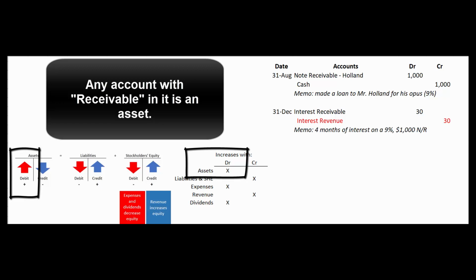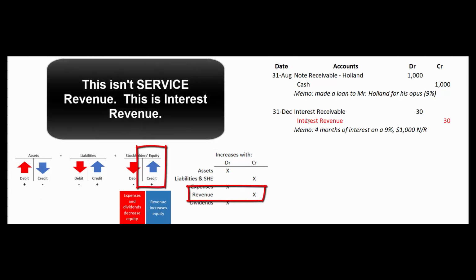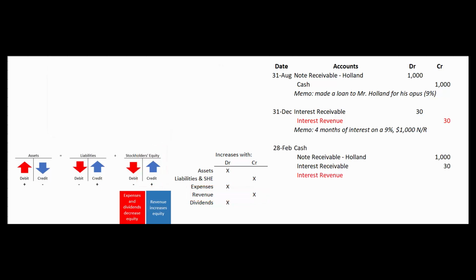We'll debit the account interest receivable. Any account that has the word receivable in it is an asset. Assets increase with debits. And we'll credit interest revenue for $30. If expenses are debits, the opposite of expenses is revenue. It must increase with credits.